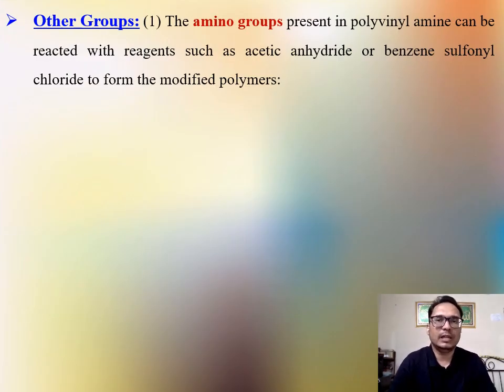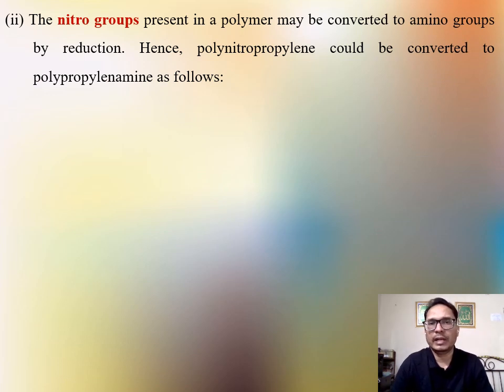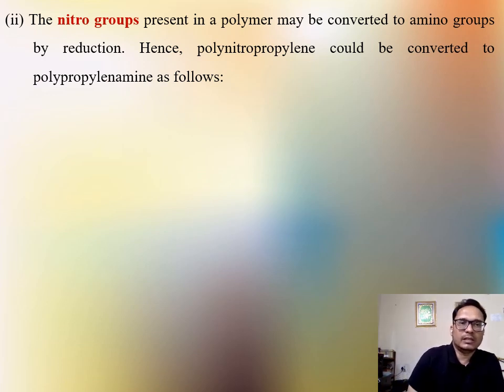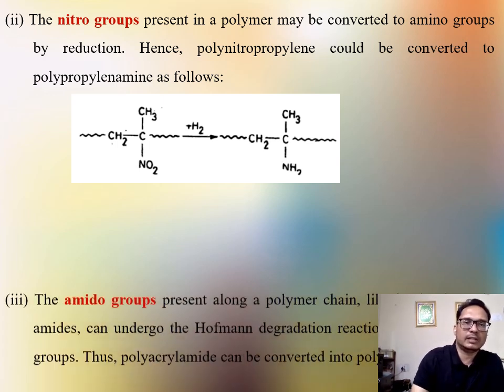The amino groups present in polyvinyl amine can be reacted with reagents such as acetic anhydride and benzene sulfonyl chloride to form the modified polymers, as shown in this reaction scheme. If the polymer contains nitro groups, they can be converted into amino groups by a reduction reaction. Hence, when polynitropropylene is reacted with tin in HCl, it is converted into polypropylene amine as in the reaction. The NO2 group is converted into NH2 in presence of tin and HCl.